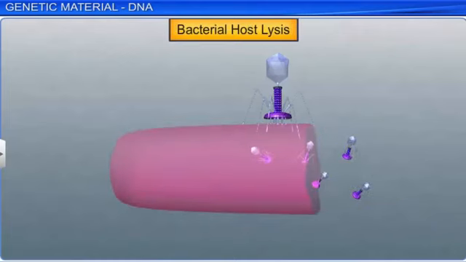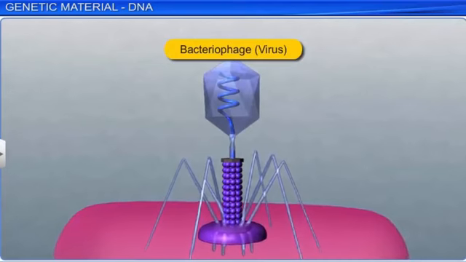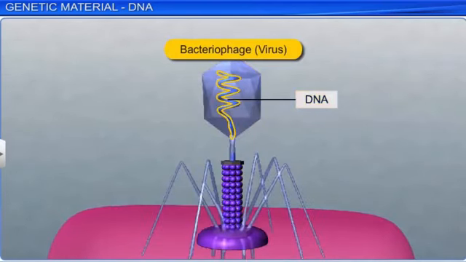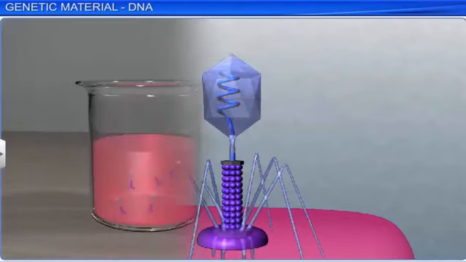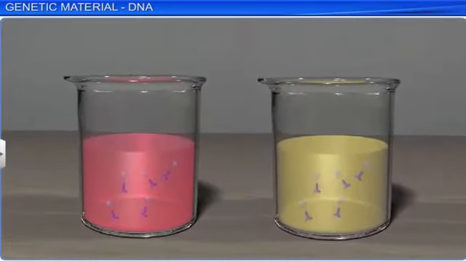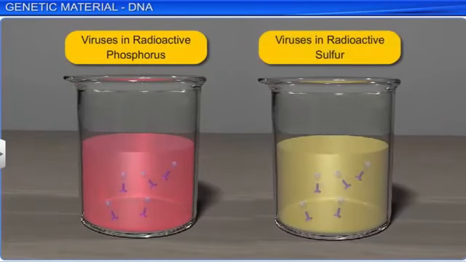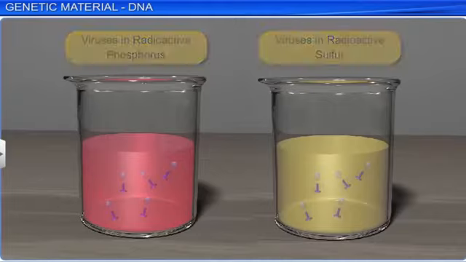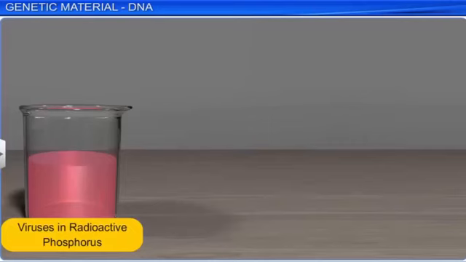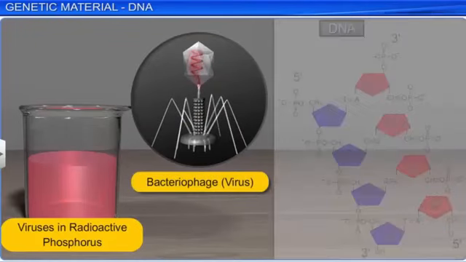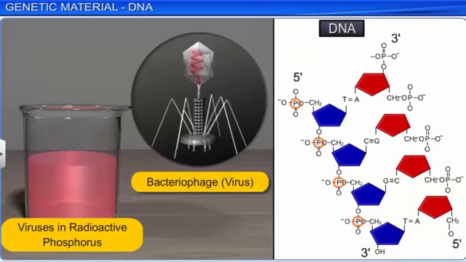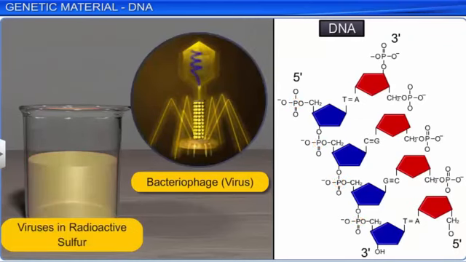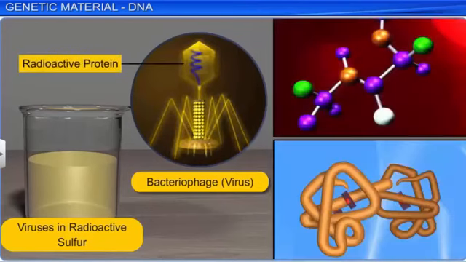Since Hershey and Chase wanted to find out whether it was protein or DNA from the virus that entered the bacteria, they grew these viruses on two different mediums, one with radioactive phosphorus and the other with radioactive sulfur. As DNA contains phosphorus, while protein doesn't, the viruses that were grown in the presence of radioactive phosphorus had radioactive DNA and not radioactive proteins. On a similar note, as DNA doesn't have sulfur like proteins, the viruses grown on radioactive sulfur had radioactive proteins and not radioactive DNA.